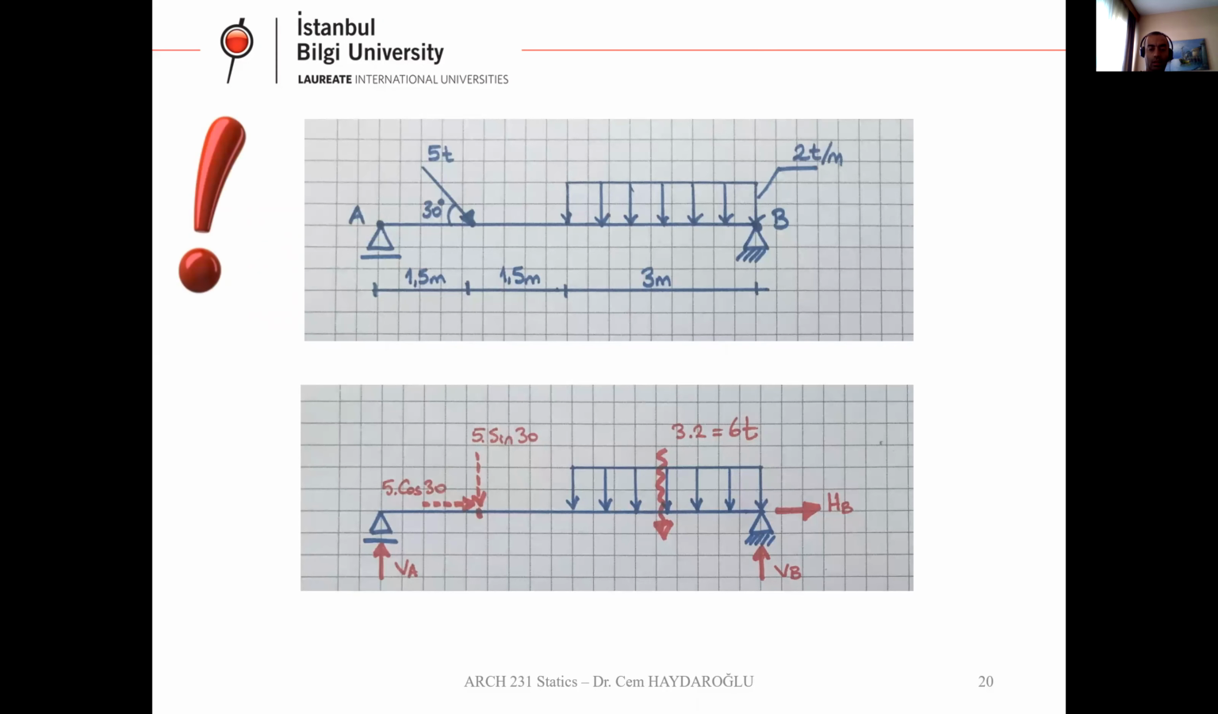Now, here we have a simple beam. How can we understand a simple beam? If we have a beam, only one stick or member, and one support is a pin support, the other one is a roller support. Here it is like that. On this beam, as you can see, we have an inclined 5-ton force and a uniform distributed load, which is 2 ton per meter.